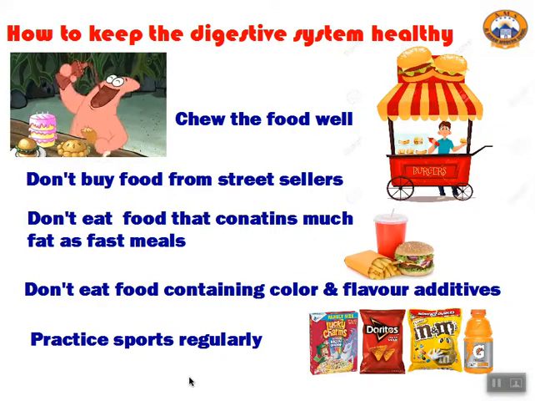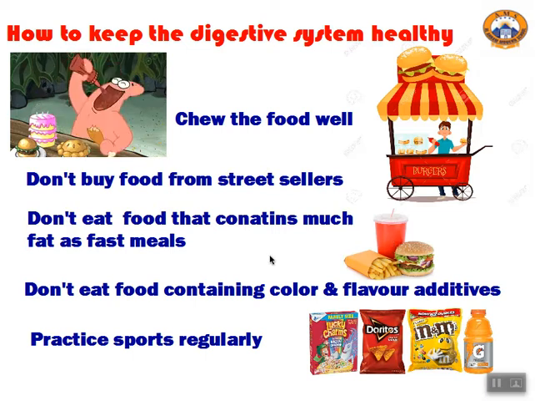Now let's see how we can keep our digestive system healthy. We have to chew the food very well with the teeth before swallowing. We should not buy food from the street sellers to avoid any infection with diseases. The food you buy from the street is not clean and full of bacteria, and it may cause serious diseases to the digestive system.